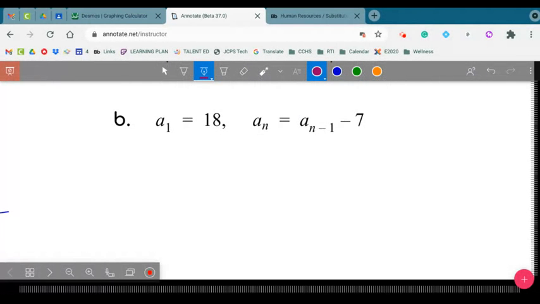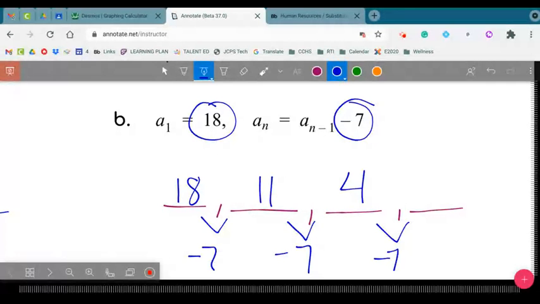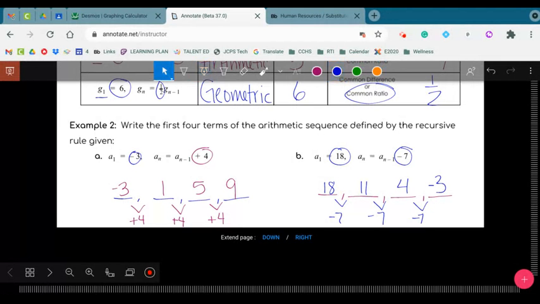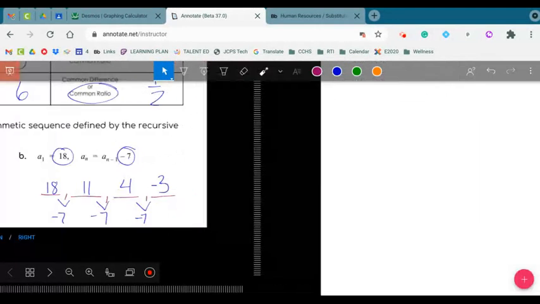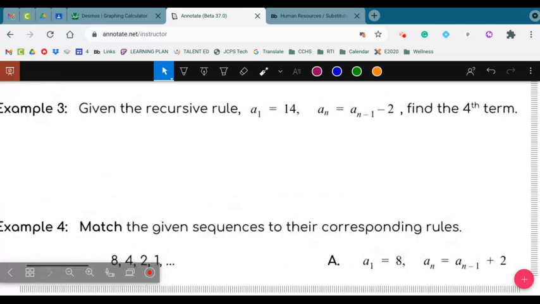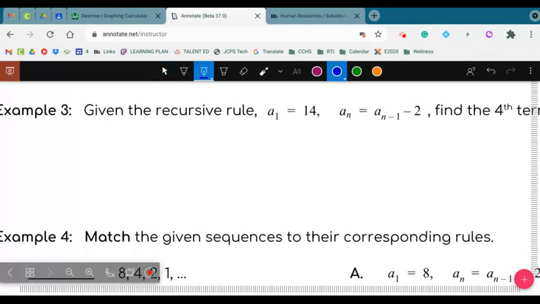On B, I'm going to draw my 4 lines again. My first term is 18, and I'm subtracting 7 each time. We need 11. 11 minus 7 is 4. 4 minus 7 is negative 3. And you guys can use your calculators to find these terms. Okay, let me know if you guys have any questions on that. Let's move on to the back page. Okay, it says given the recursive rule, find the 4th term. So we can honestly just draw our 4 lines.